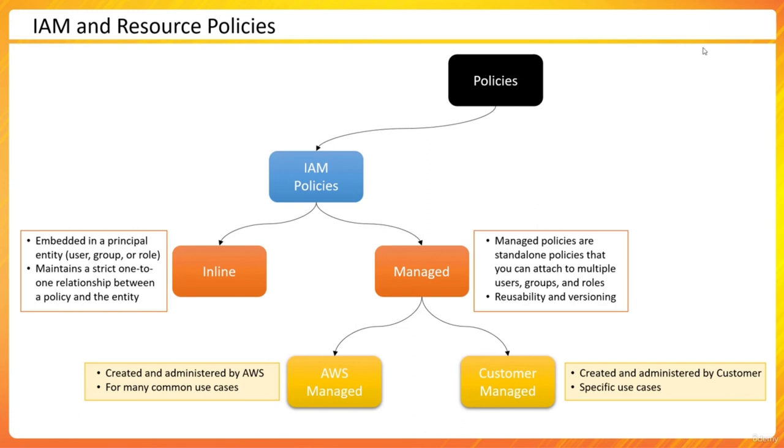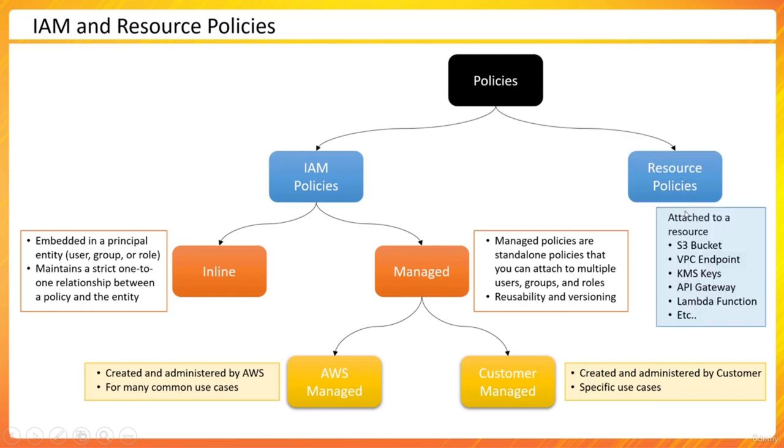I'll talk about one more type of policy now, which is called resource policy, and this has a very significant meaning for some services, so let me explain it. So I'm focusing now on resource policies. Resource policies are attached to a resource like an S3 bucket, a VPC endpoint, KMS key, API gateway, Lambda function, and some additional services. These resource policies are only for a few services. Not every service supports a resource policy.